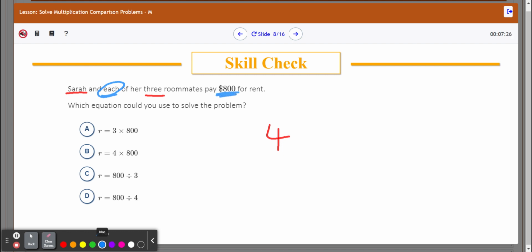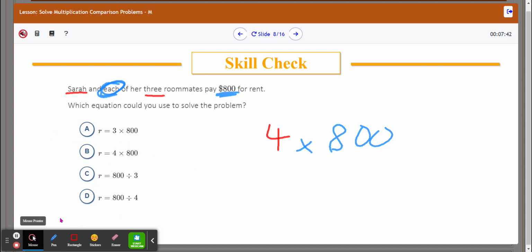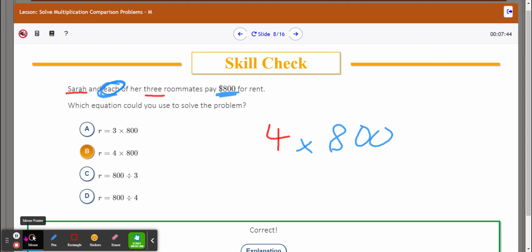Okay, so we've got Sarah and her three roommates, that's four, times, because each is a key word telling us multiplication, each pay $800. So $800. So how do we figure out the rent? Well, the rent would be R equals 4 times 800.